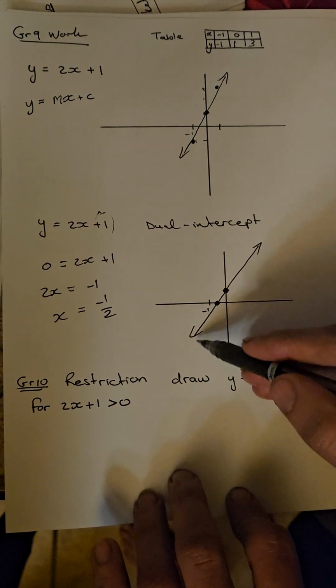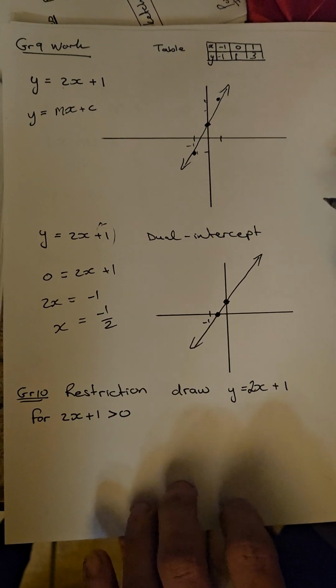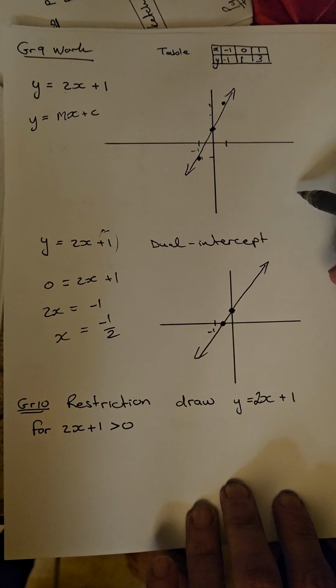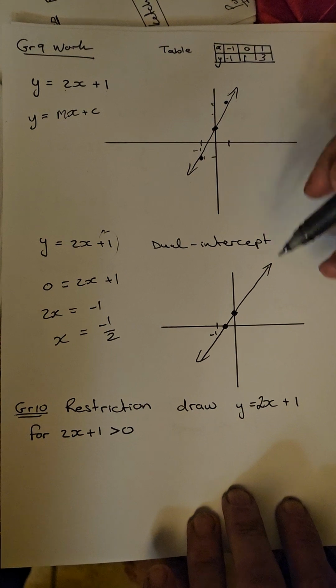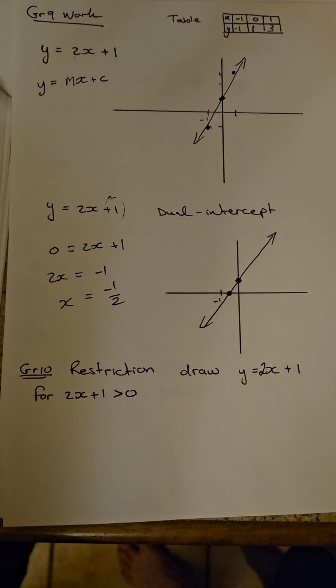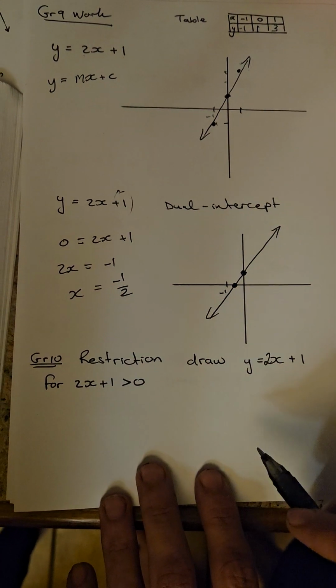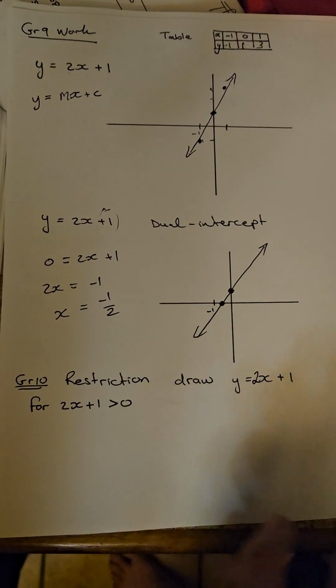Okay, so this is grade 9 skills. You should be able to do this. In our absolute value graphs, we're going to get one line with a positive slope like this, and one line with a negative slope. Okay, so the only real difference is where grade 10 work comes in is we're applying a restriction. So we're going to draw it with a restriction.